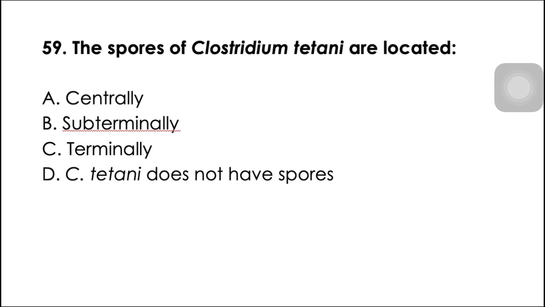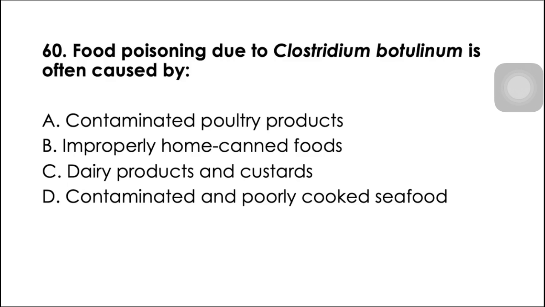So number 59, the spores of Clostridium tetani are located. So one of the morphological characteristics of Clostridium tetani is that the spore is located in the terminal side. So we have letter C, terminally. Kaya mukha daw po siyang tackhead bacillus, mukha daw po siyang drumstick, mukha daw po siyang tennis racket, having a tennis racket appearance. So Clostridium tetani po is the one causing spasmodic contraction. In layman's term nga po, we have lockjaw. Okay, for tetanus caused by Clostridium tetani. Okay, next we have number 60.